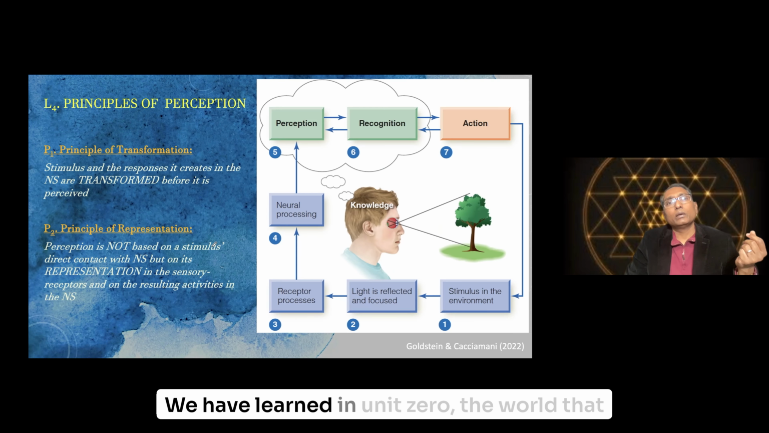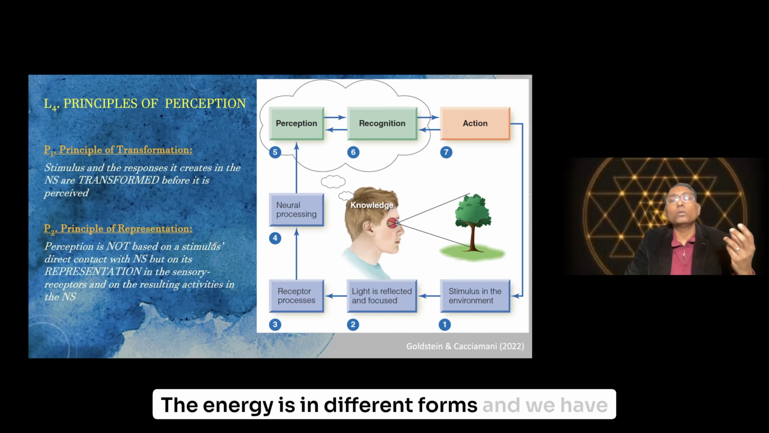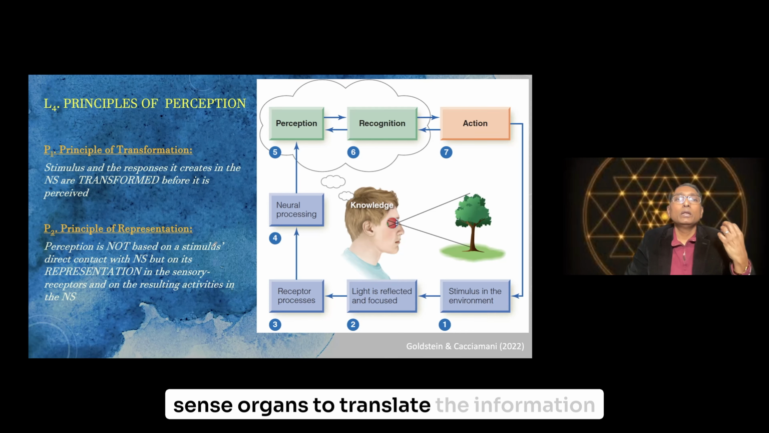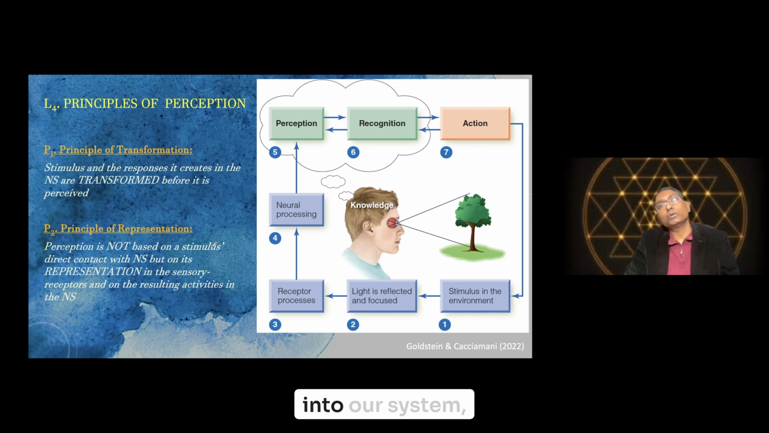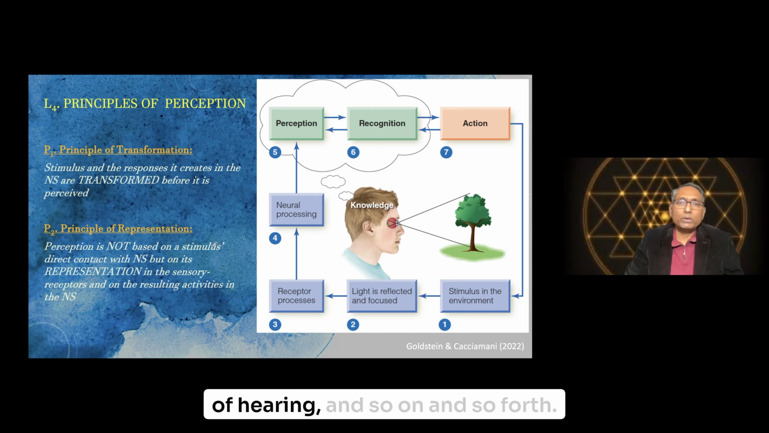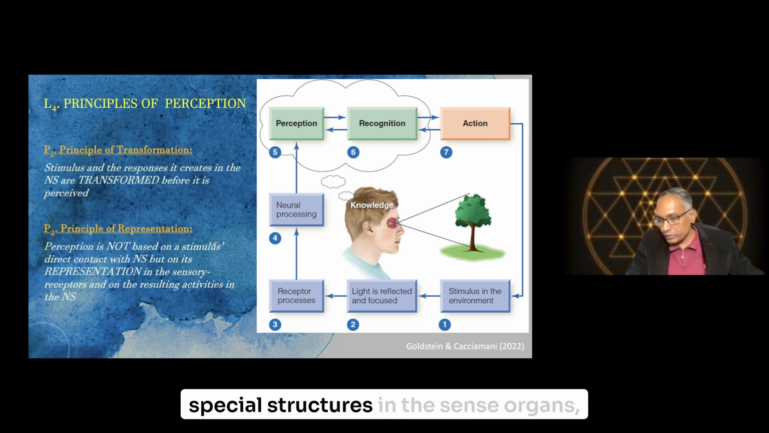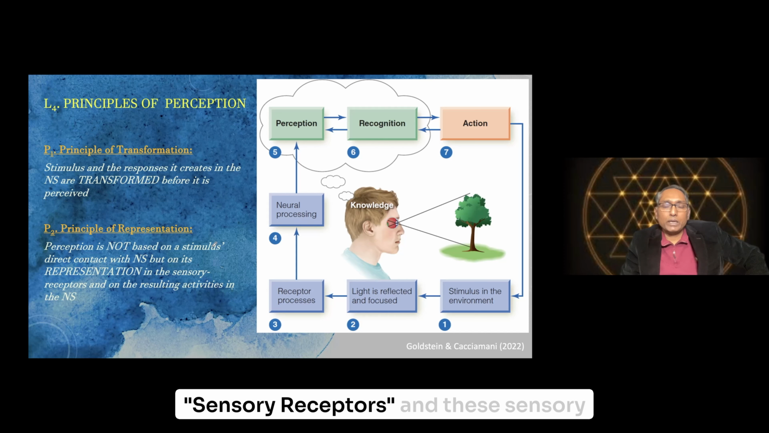We have learned in Unit 0 that the world that we experience is in energy form. The energy is in different forms, and we have organs to translate the information into our system. Light energy for vision, sound energy in case of hearing, and so on and so forth. The idea is our experience of the external energy information requires some sort of special structures in the sense organs, sensory receptors.